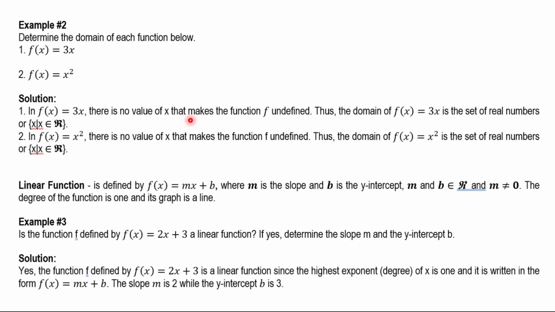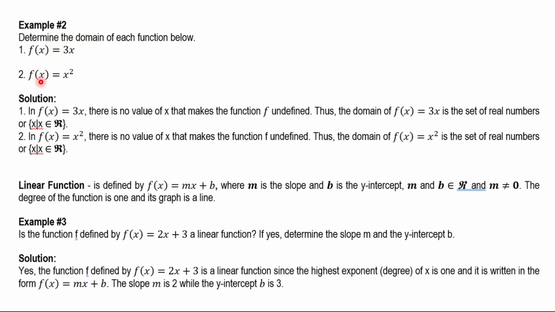There is no value of x that makes the function f undefined. Thus, the domain of f of x equals 3x is the set of real numbers, or in the form of set builder notation, the set of x such that x is an element of real numbers. Now, all values of x are allowed. It can be negative, it can be positive. There's always an output of y. So, there is no value of x that makes the function undefined.